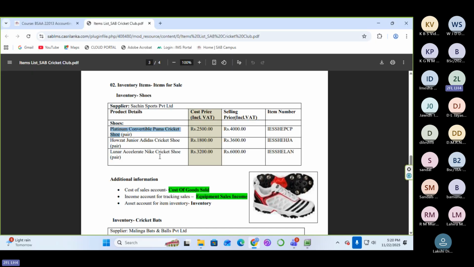Now another thing, if the space given is not enough to enter the full name of this item, we can cut down some words, but don't cut down the model, right? For example, platinum convertible Puma cricket shoe. That is the name. Platinum convertible Puma. This part should obviously be there, because that is the model name and the brand name. Okay, then I'm copying that part.